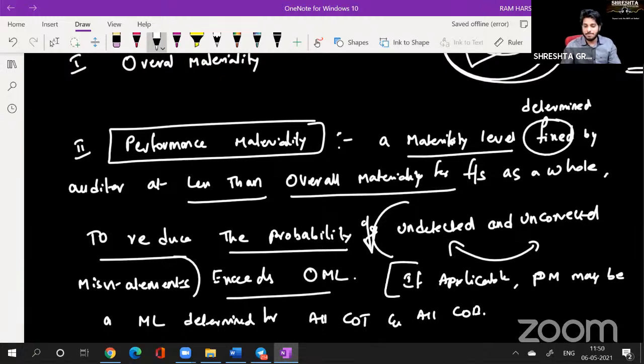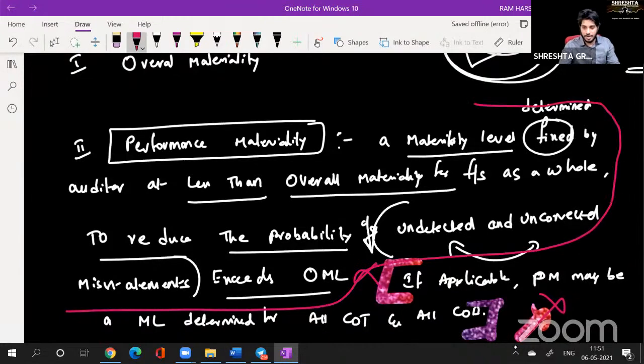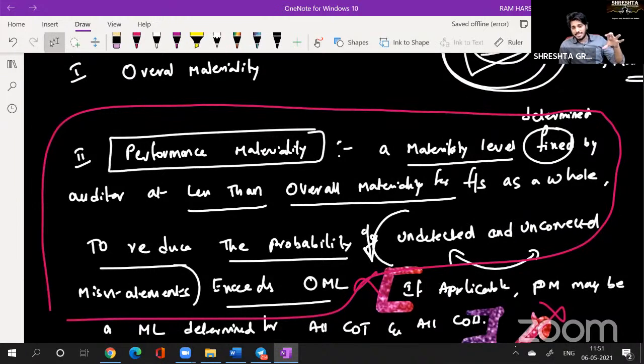Anyhow, the second part of the definition is not that important. You can take it out. What is important is the first part, which I am now highlighting. It's a materiality level determined by auditor at less than overall materiality for financials as a whole, so as to reduce the probability of uncorrected and undetected mistakes exceeding overall materiality level.